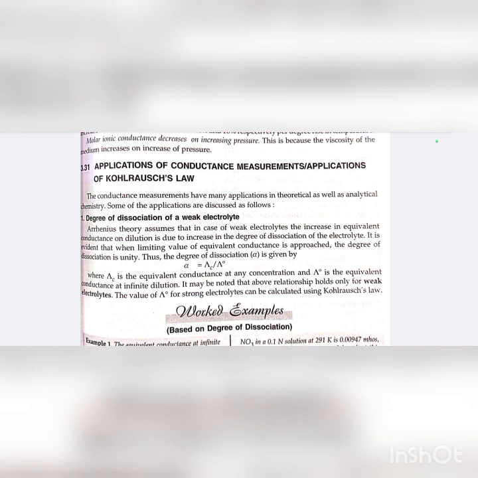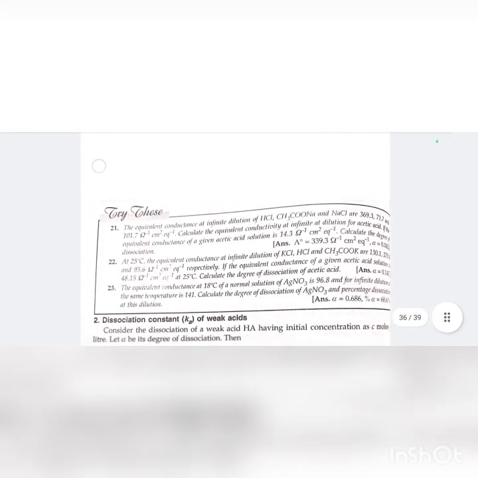It is evident that when the limiting value of equivalent conductance is approached, the degree of dissociation is unity. Thus, the degree of dissociation alpha is given by alpha is equal to lambda c divided by lambda naught, where lambda c is the equivalent conductance at any concentration, and lambda naught is the equivalent conductance at infinite dilution. It may be noted that the above relationship holds only for weak electrolytes. The value of lambda naught for strong electrolytes can be calculated by using Kohlrausch's law.